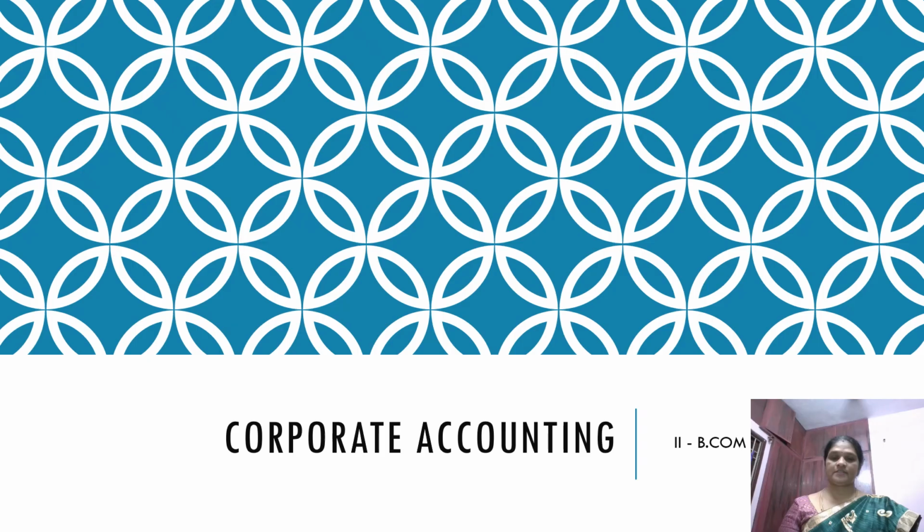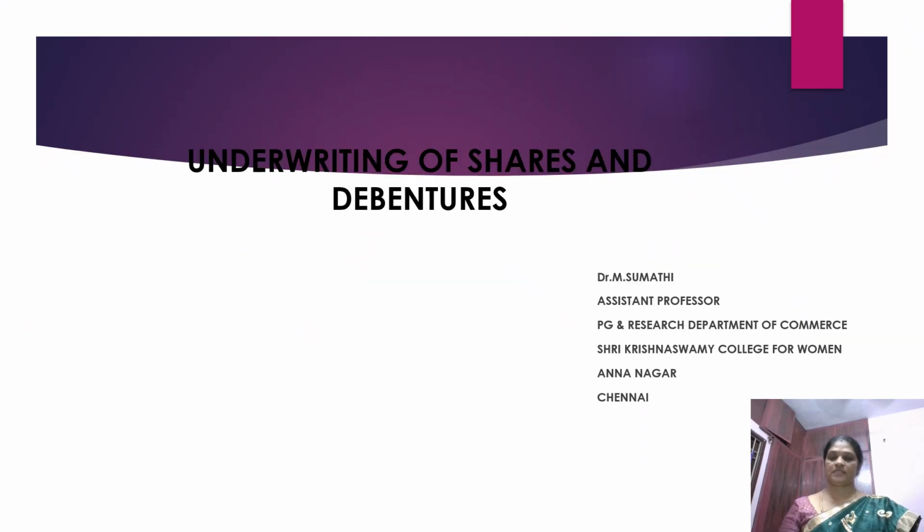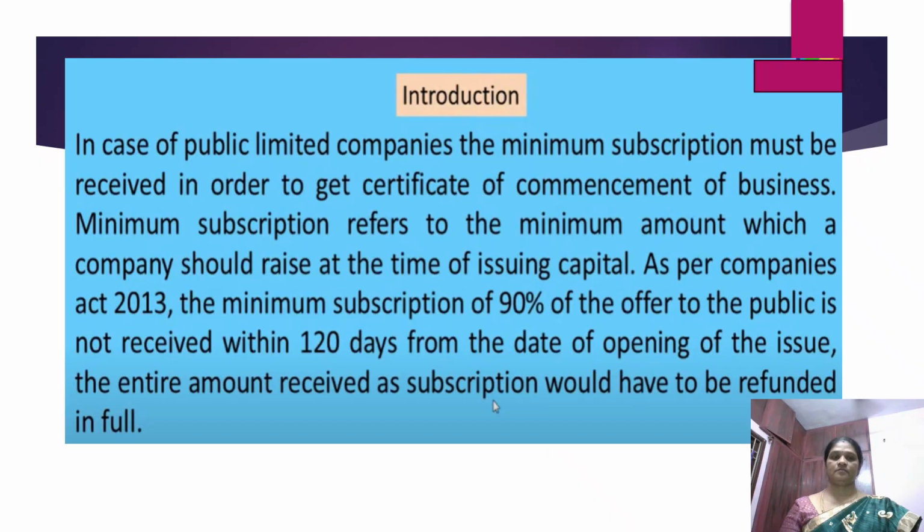So now I am going to discuss corporate accounting: underwriting of shares and debentures. Introduction: in the case of public limited companies, minimum subscription must be received in order to get the certificate of commencement of business. Minimum subscription refers to the minimum amount which a company should raise at the time of issuing of capital.